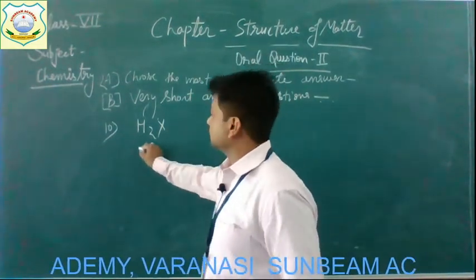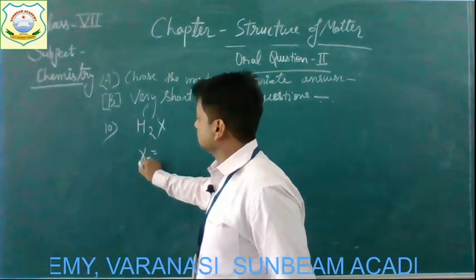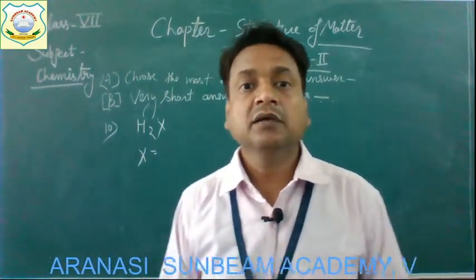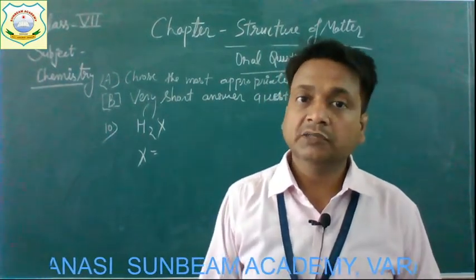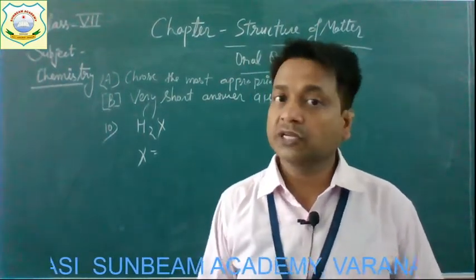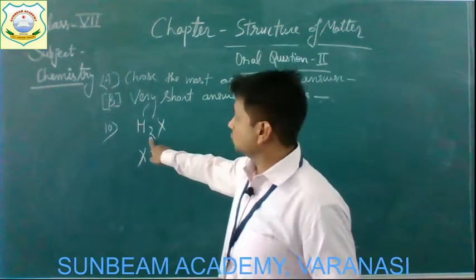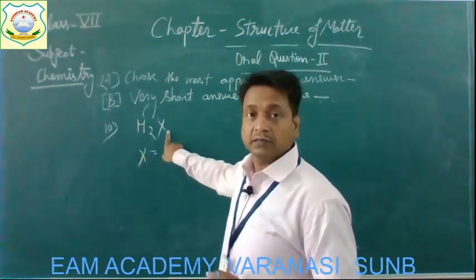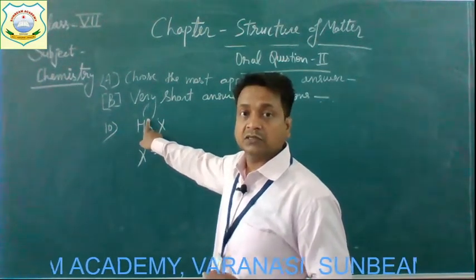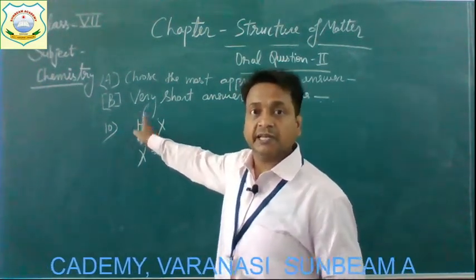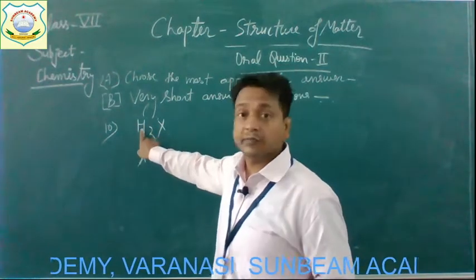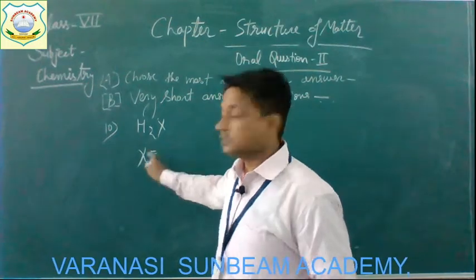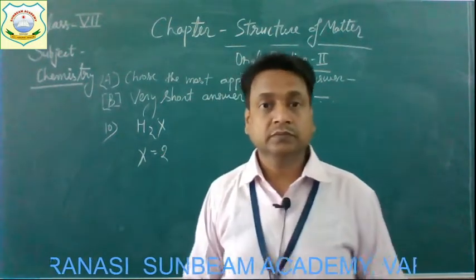Valency of X. Children, remember the way to write a formula. How is the formula written? The valencies get exchanged. So this 2 indicates the valency of X, and the 1 is the valency of H, because they get exchanged. That is why the 2 is sitting here at the bottom of H. So we can say that the valency of X is 2.